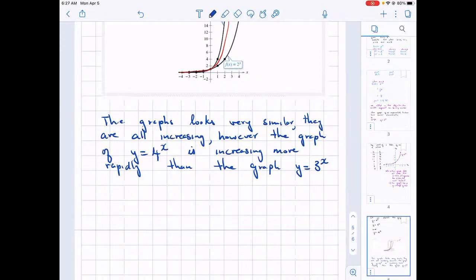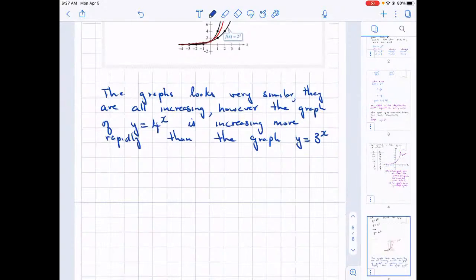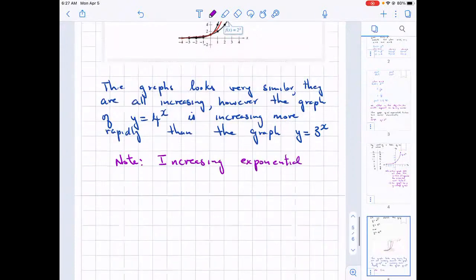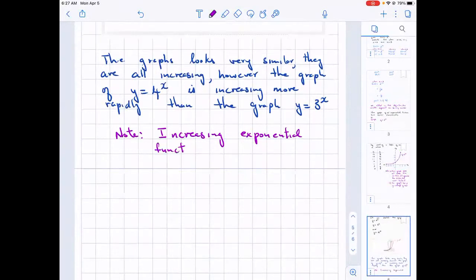So exponential functions of these types, increasing exponential functions, are called growth functions. They're referred to as growth functions.